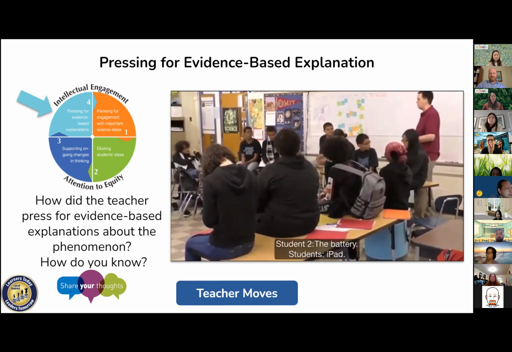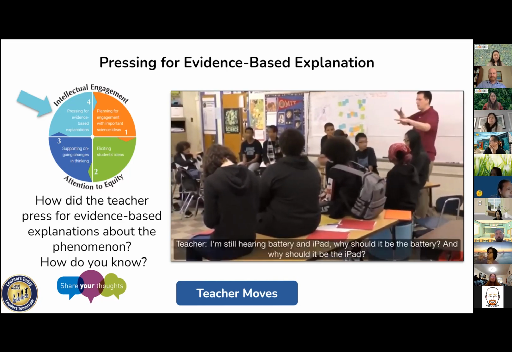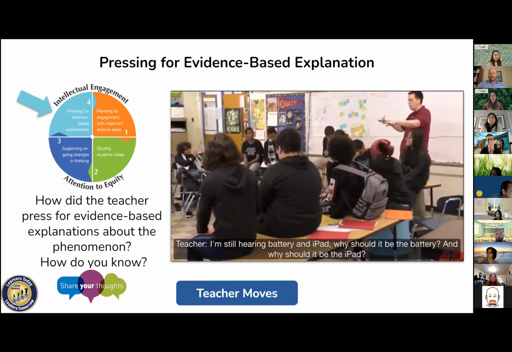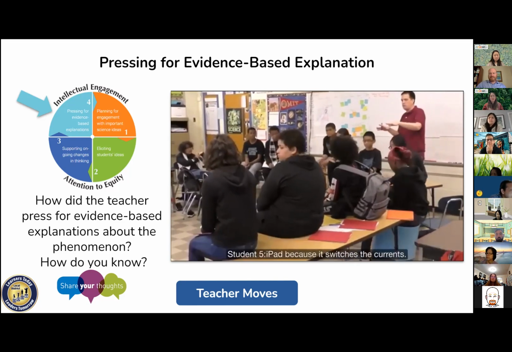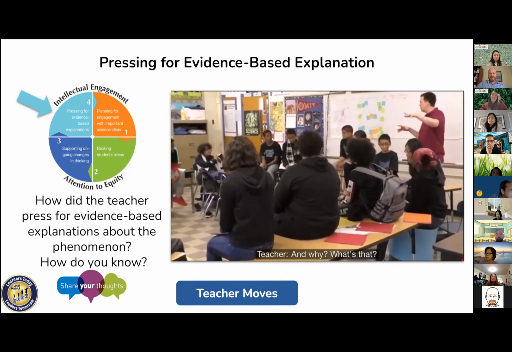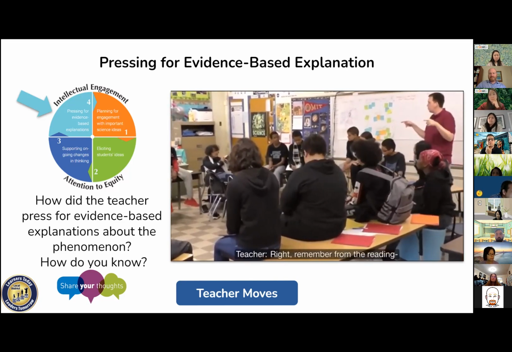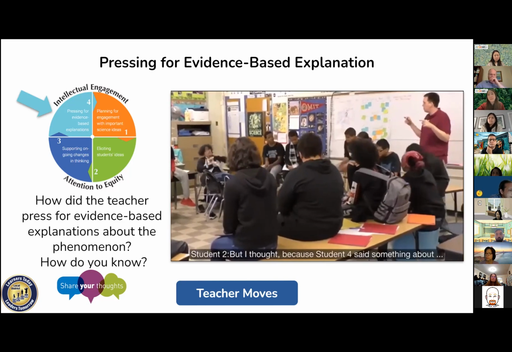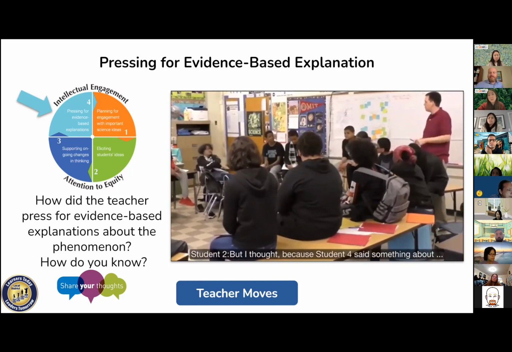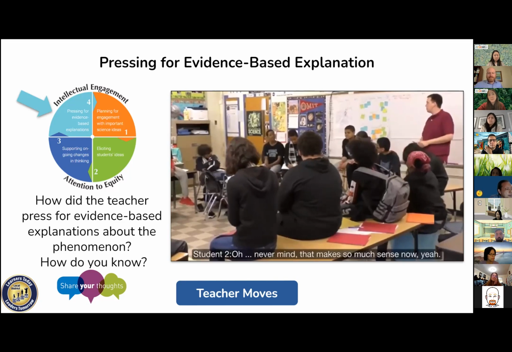Battery. I'm still hearing battery and iPad. Why should it be the battery and why should it be the iPad? The iPad can switch the current. And what? It switches current? Right, remember from the reading? Oh, I thought, no, because Anthony said something about... Oh, never mind, that makes so much sense now.